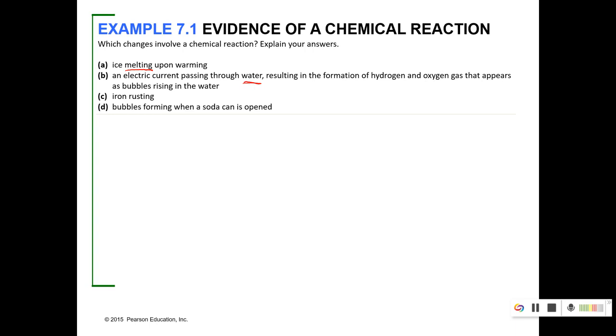B, we have electric current passing through water, and it results in forming hydrogen and oxygen gas. Now that is chemical. Okay, it broke from water into hydrogen and oxygen. Iron rusting, that is also chemical, y'all. It's always been chemical. And then bubbles forming when a soda can is opened, that's physical. Those bubbles were already in the soda. It's not new bubbles, it's just them coming out of the liquid.